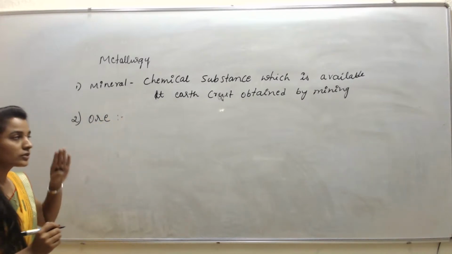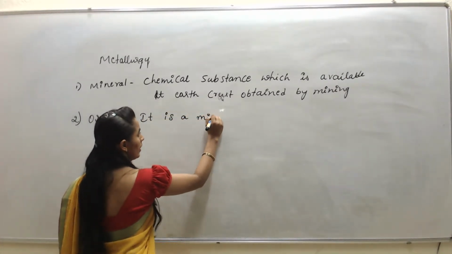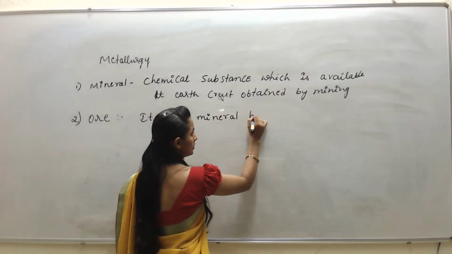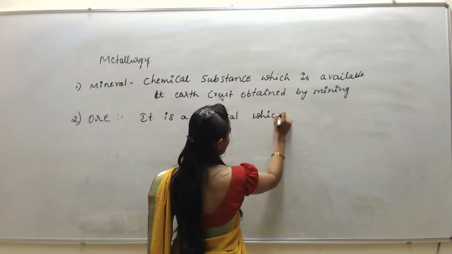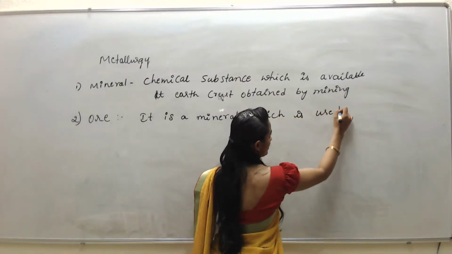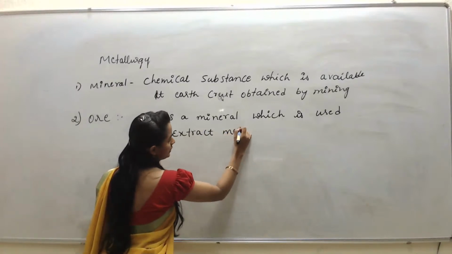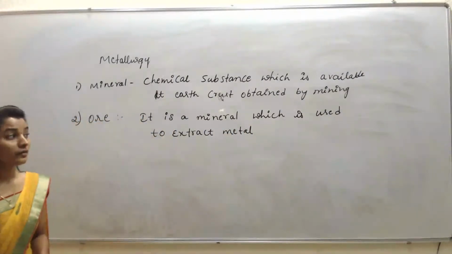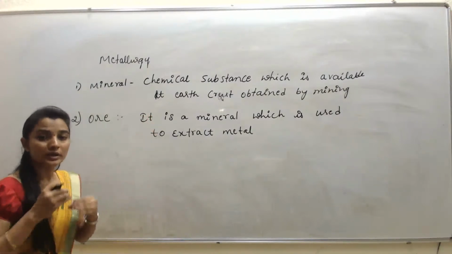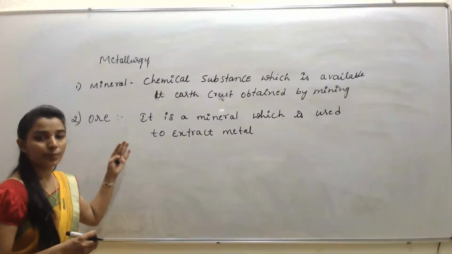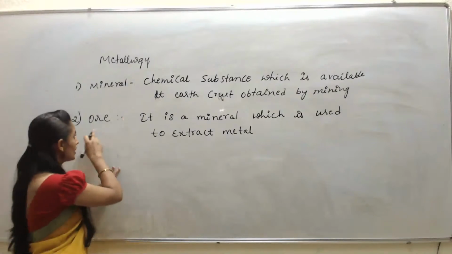ore. Okay, so ore means it is a mineral which is used to extract metal. Many minerals are there. In that, we will choose one type of mineral which consists of a higher percent of metal, and which also costs very little for the extraction of the metal. So that type of mineral is called ore.